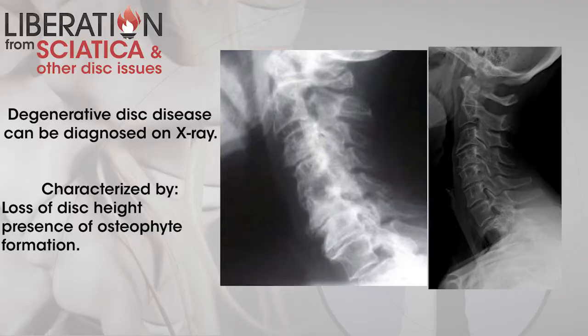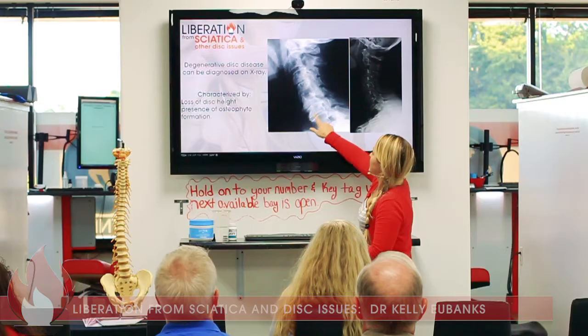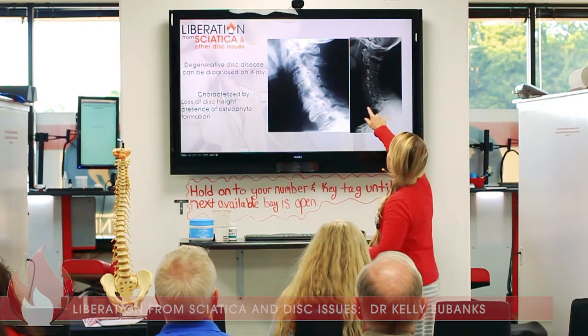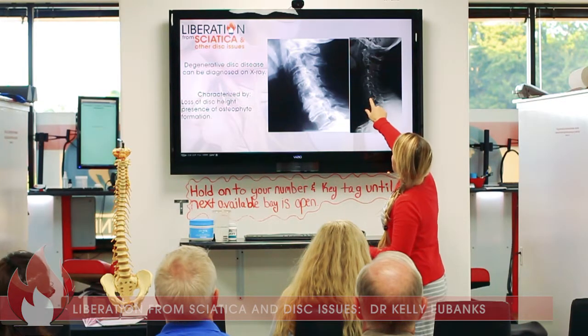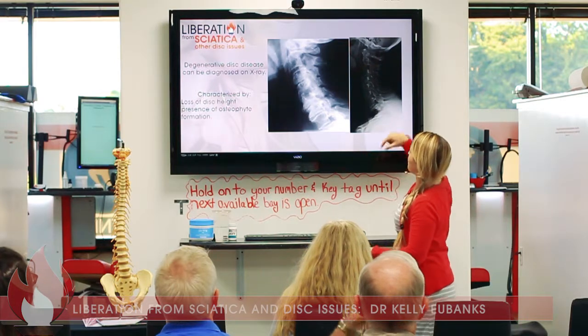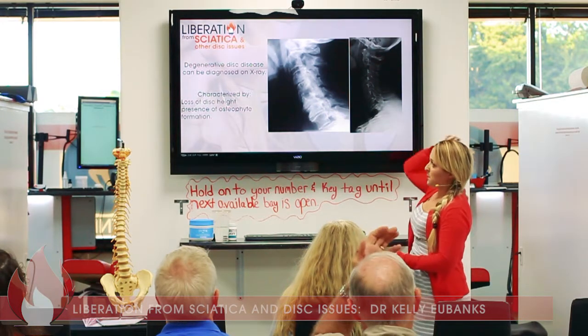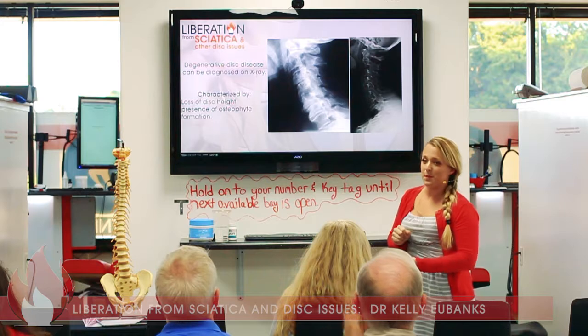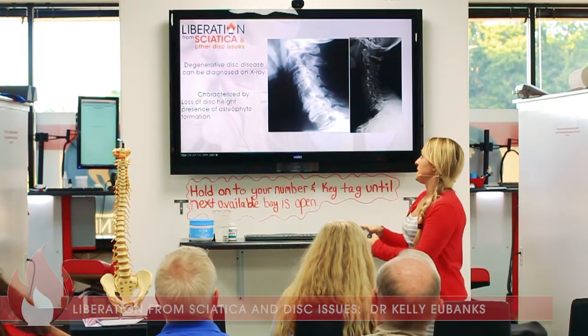All right, so degenerative disc disease on X-ray is characterized by, like we talked about, a loss of disc height. So you can see here, pretty much bone on bone. And then you can see here in a milder form that there's just not quite enough room for a healthy disc. The presence of osteophyte formation. So this kind of brings it all together.